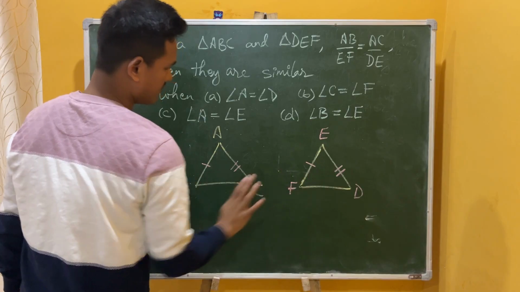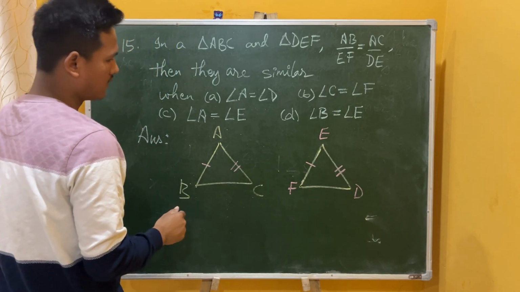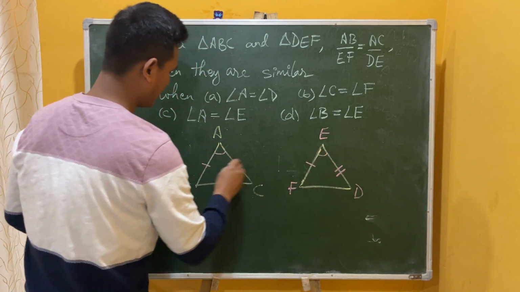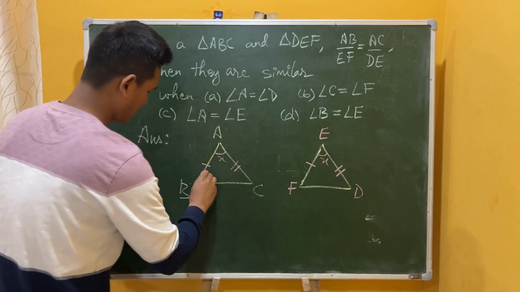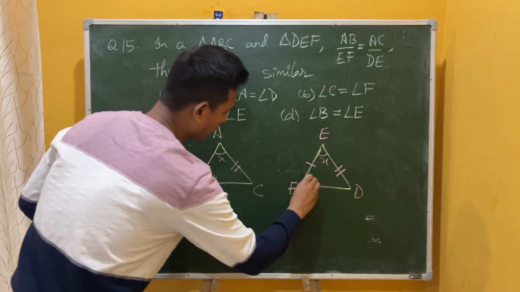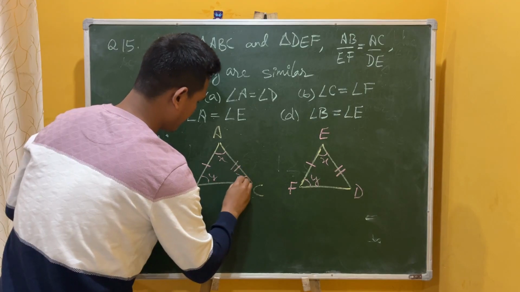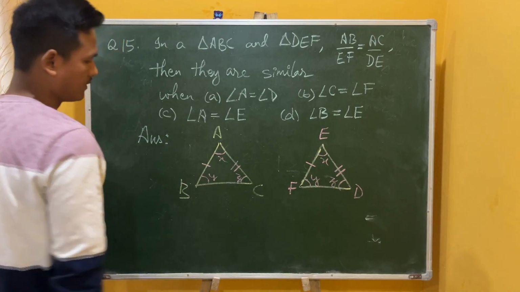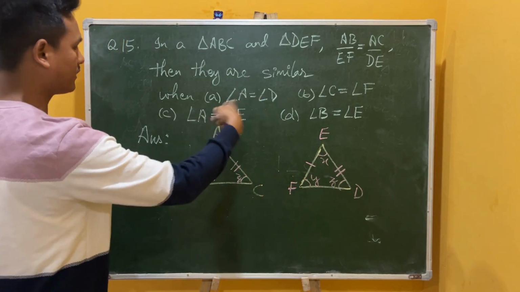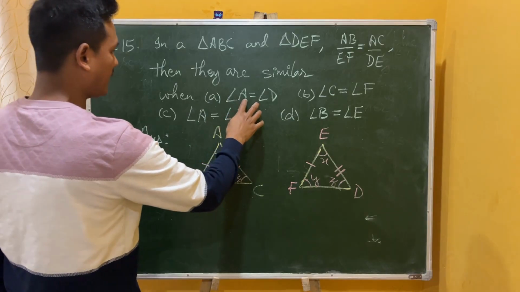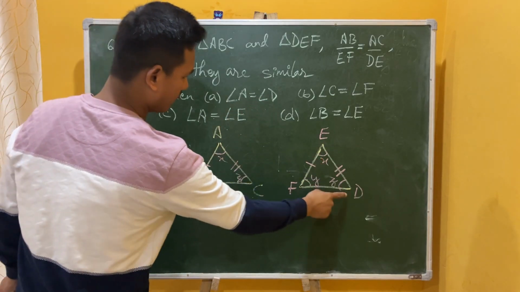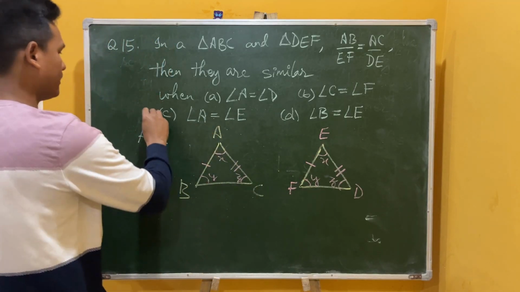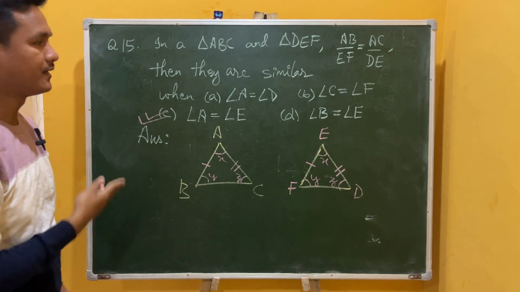Now when this happens, we should know that in similar triangles, this angle is equal to this angle. Let's say this is X, while if this is Y, this will also be Y. And if this is Z, this will also be Z. Okay, so now compare them. Look at the options. So angle A goes to angle D. A equals D? No. We see here A is equal to E. So angle A equals E. So this is the correct answer.